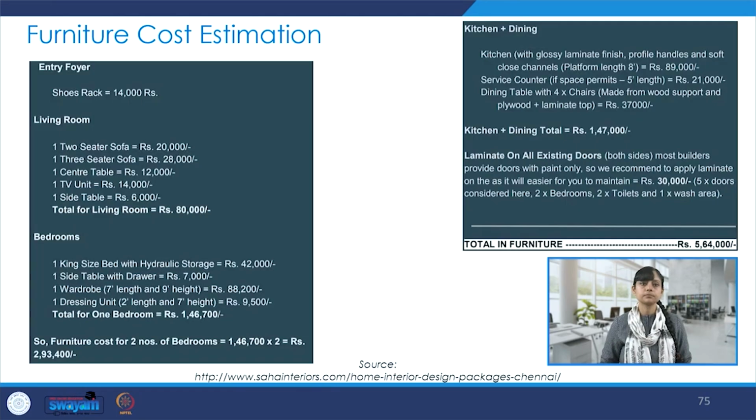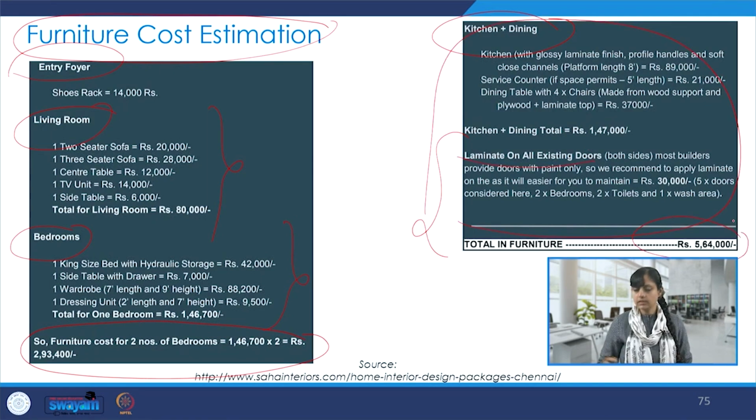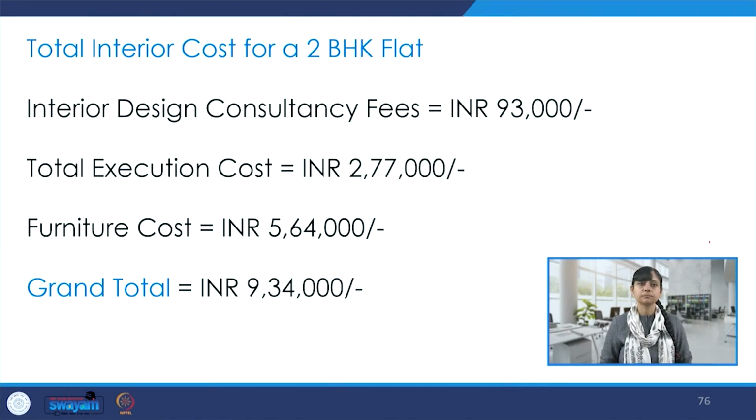2,77,000 over here. There is also furniture cost estimation, and starting with the entry foyer, living room, bedrooms, and the typical furniture which is generally required in these spaces. So that cost, then kitchen plus dining, and all the other details, laminate on the existing doors. So we see here in this example a total of 5,64,000.